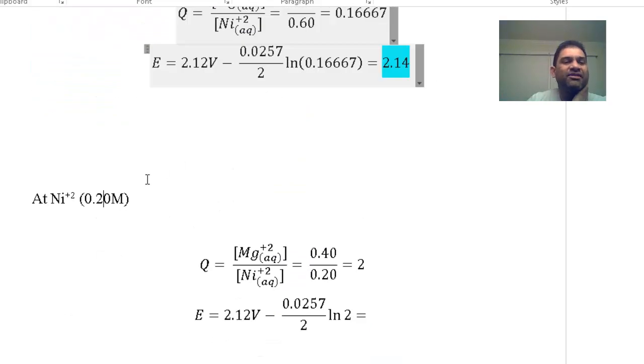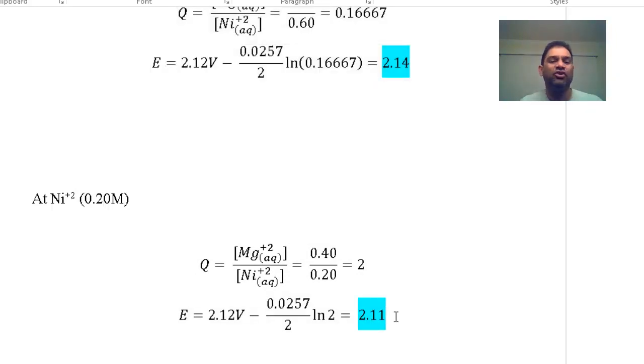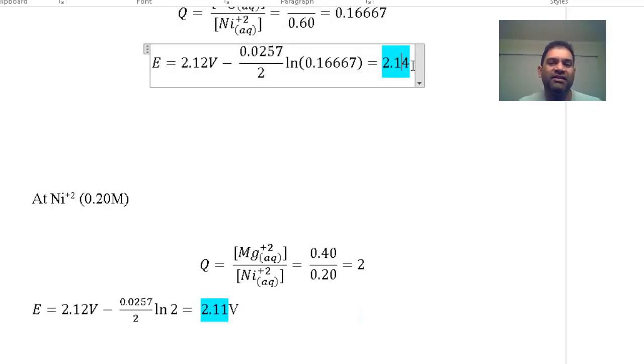Decreasing nickel by a factor of 3 makes it 0.20 molar, keeping the magnesium the same as originally in the problem. The nickel is now at 0.2 molar. We have a reaction quotient Q equal to 2. So plugging that into our Nernst equation, we have the natural log of 2 times 0.0257 divided by the 2 electron transfer. Let's see what we get when we plug this into our calculator. Plugging that in, I'm getting a value of 2.11 volts. So don't forget to put in units here.